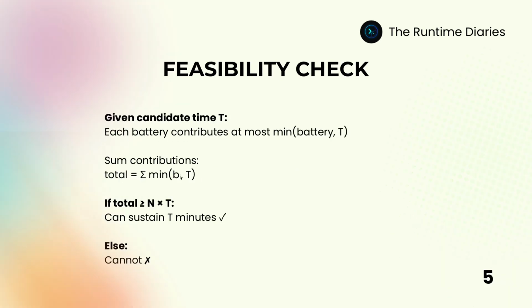Let's say we want to test if a certain time t is possible. Each battery contributes up to t minutes, not more. So we take each battery and we cap it. The contribution is the minimum of the battery capacity and t. Then we sum all contributions. Total equals the sum of min of battery and t for all batteries. If this total is at least n times t, then running all computers for t minutes is possible. If not, it's impossible.